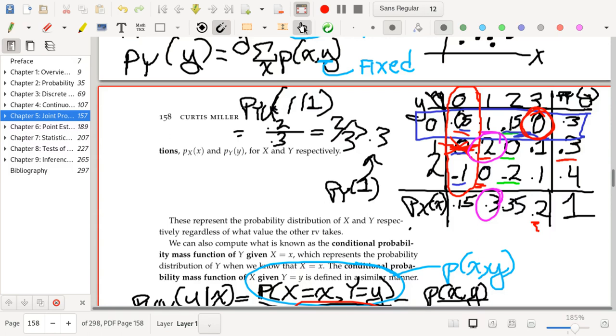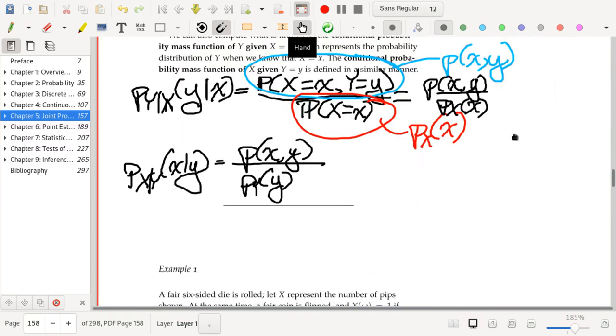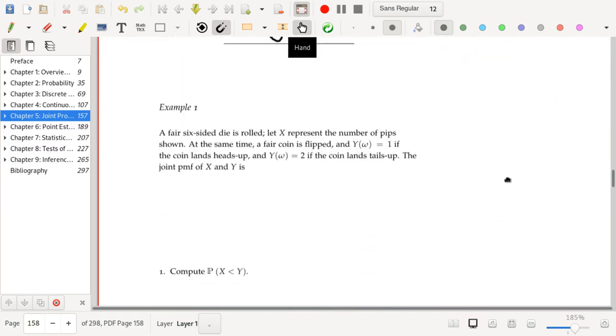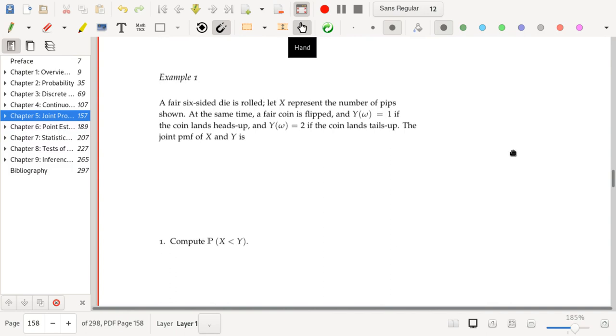So, that's a way you could possibly use these things, or how you can work with them. Okay, let's start seeing some examples.